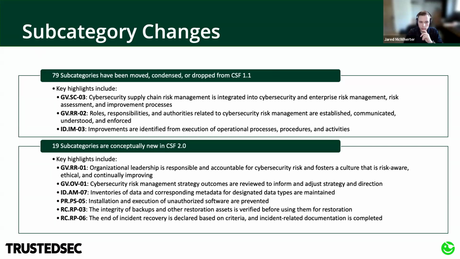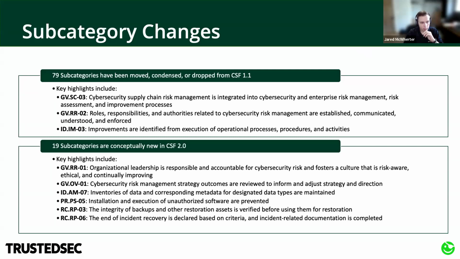Moving beyond that, cybersecurity risk management strategy outcomes are reviewed to inform and adjust strategy and direction. This is very similar to what we talked about with improvements being identified in the last section. This is really just reviewing the risk management strategy through any kind of audit findings and performance oversight, and making sure that they are actually informing the enterprise risk management processes. These next few are going to be a little bit familiar, as they're similar to some of the controls that were in the CSF previously, but they were reworked enough that we can consider them to be conceptually new.